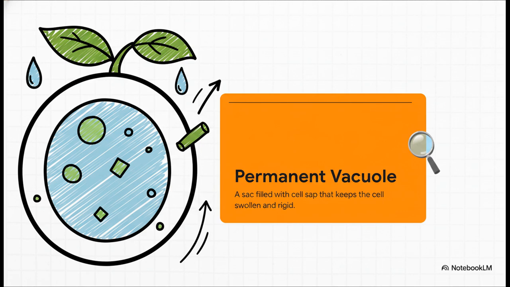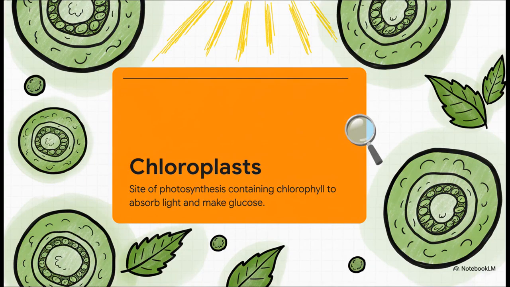This is a massive central sac that takes up a huge chunk of space inside the plant cell. It's filled with something called cell sap, which is just a weak solution of sugars and salts. And this doesn't just act as a nutrient stockpile, it's absolutely vital for maintaining the cell's turgidity. That basically means it keeps the plant cell plump, rigid, and supports the whole plant structure so it doesn't just flop over. And the final plant-exclusive upgrade?